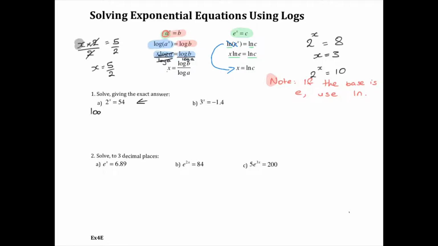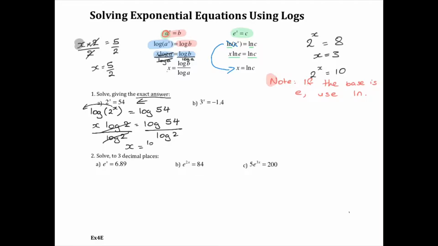It becomes log of 2 to the x equals log of 54. What happens then? Oh, the x goes out the front. X log 2 equals log 54. Then we divide by log 2. Divide by log 2. Cancel, x equals. Now, they want the exact answer. So I don't want to put it in my calculator, actually. I need to just leave it as log of 54 over log 2.